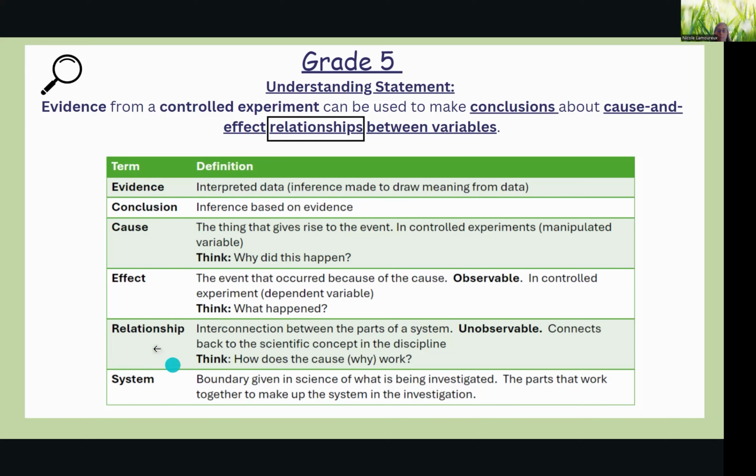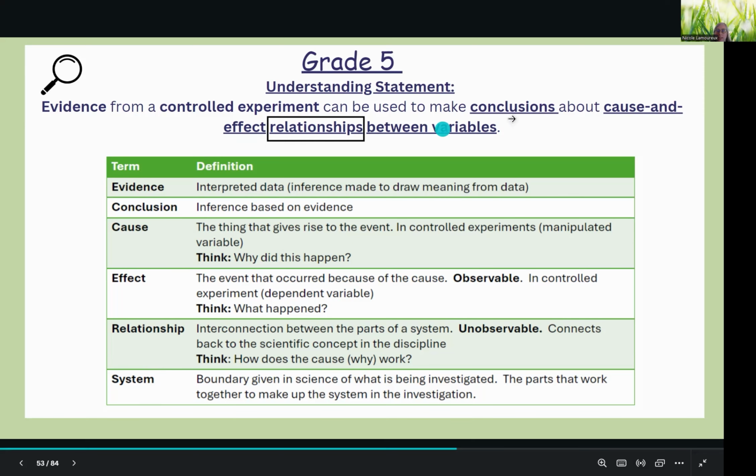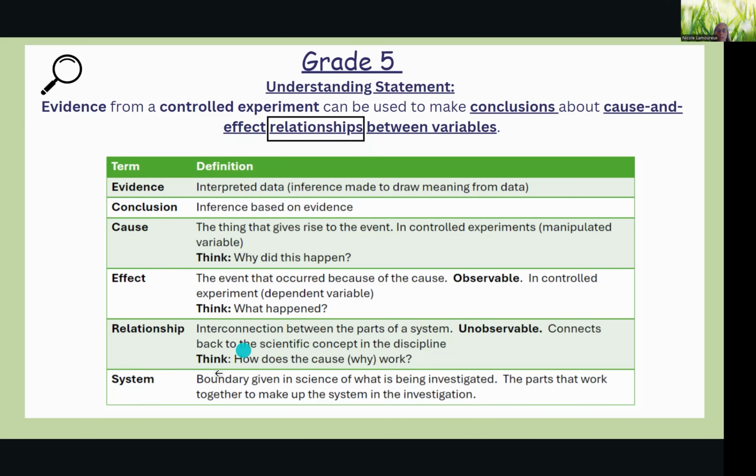Now, I'm going to jump from relationship to system because we're looking at the relationship between the variables, right? And I'll talk about what that means in science. But a system in science is what we're discussing, or the boundary of what is being investigated. So for example, we've got the whole human body, right? But we're talking about the digestive system or the nervous system. But even in physical science, they talk about systems as boundaries of what is being investigated. So a relationship is the interconnections between the parts that make up a system, and that is unobservable.